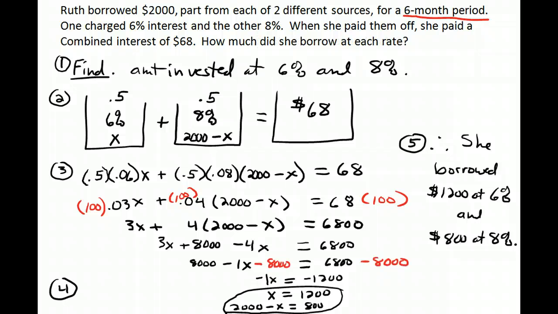Alright, you can see I've finished solving the problem. I multiplied through by 100, cleared my parentheses by doing my multiplication, combined like terms, subtracted and divided, and I got x equals 1,200. That means 2,000 minus x would be 800. Okay, that's my step 4. Now make sure that you get the correct ones together. 6% was the X number, 8% was the 2,000 minus X. So she borrowed 1,200 at 6% and 800 at 8%.